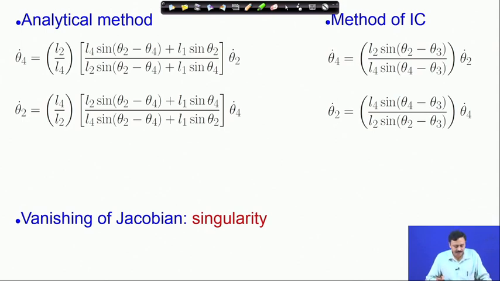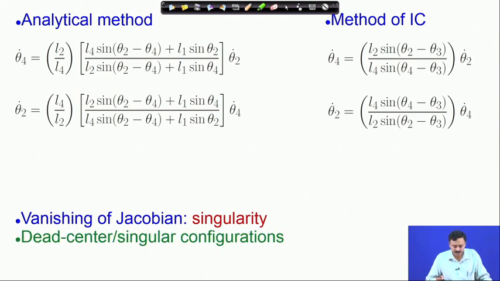We have already discussed this. Vanishing of the Jacobian indicates a singularity or a dead center configuration of the mechanism. These are also called singular configurations because they correspond to the singularity of the Jacobian or the singularity of the Jacobian inverse.